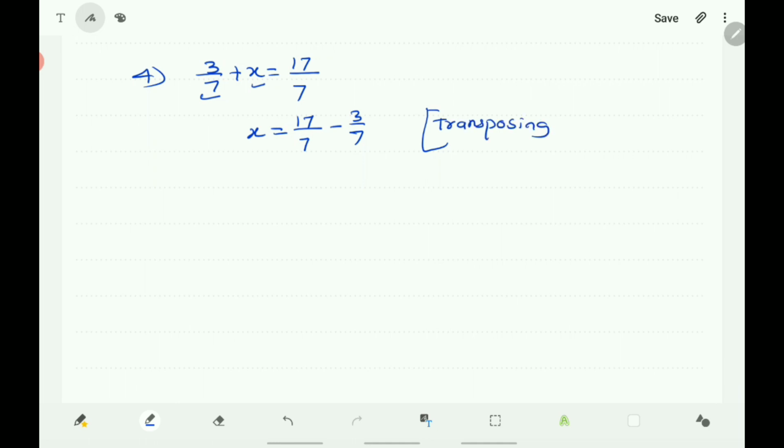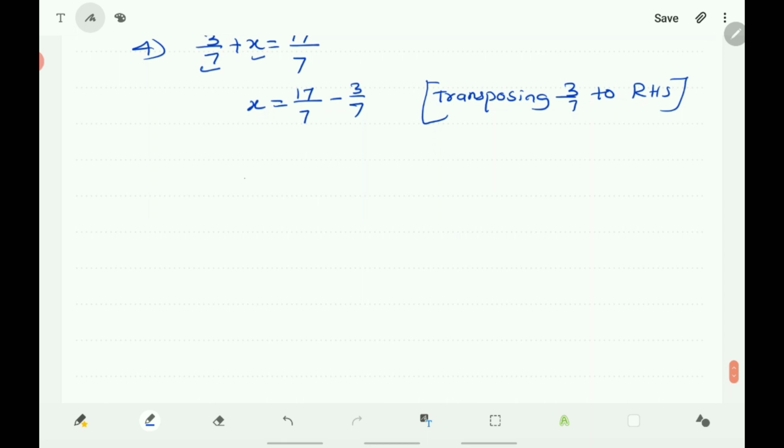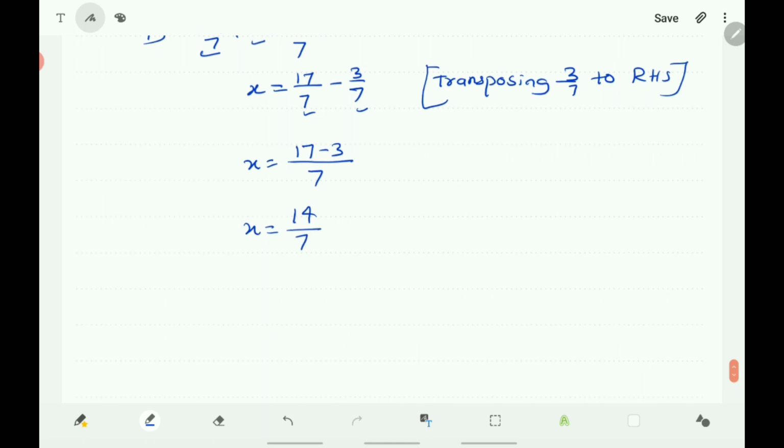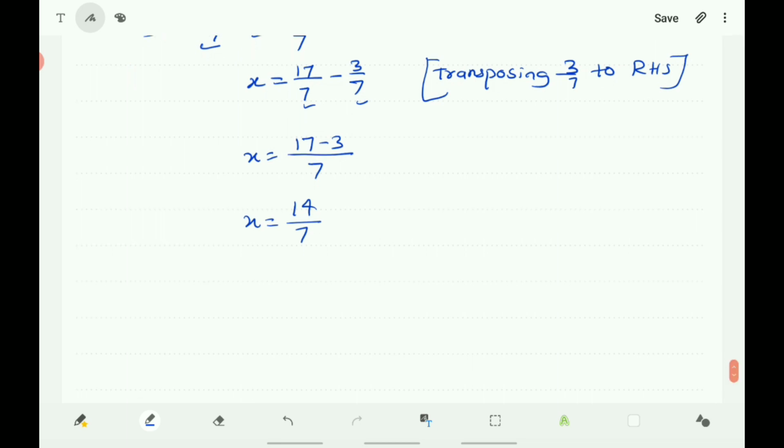Transposing 3 by 7 to RHS. So here x is equals to, you know that in both the fractions the denominator is 7. You subtract the numerators here. 17 minus 3. So x is equals to 17 minus 3 is 14 by 7. That is the solution. X is equals to 14 by 7 is the solution here.